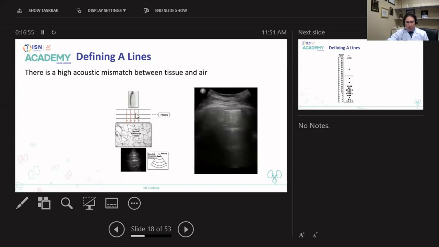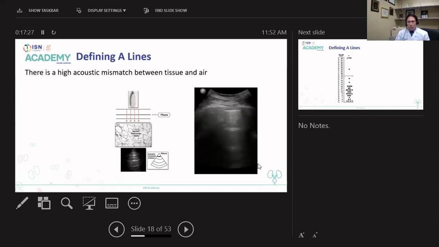The ultrasound wave leaves the probe. When it moves from tissue into air, it gets pushed back to the probe and then goes back again. And so you see A lines. So here is the pleural surface. Here is your first A line, your second A line, and your third A line down here. This indicates normal aeration.